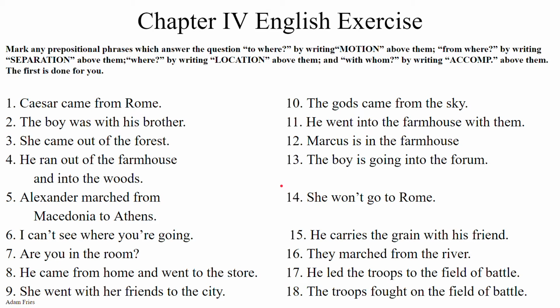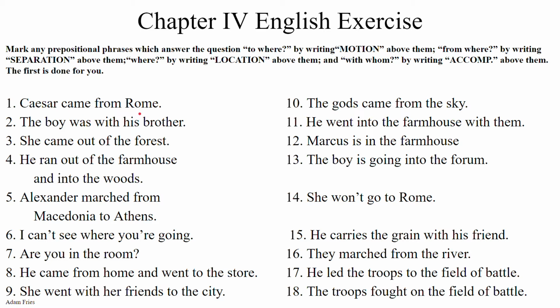All right, let's look at these English sentences. We are to mark any prepositional phrases which answer the question to where, so an accusative of motion towards, by writing motion above the prepositional phrase. From where, so indicating separation, we should write separation above them, so that's an ablative of separation. We should write location above prepositions showing where, showing in what location. And we should write accomp, an abbreviation for accompaniment, when we find a prepositional phrase showing with whom, alongside whom, the action is happening.